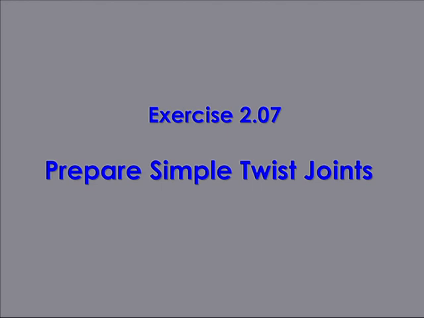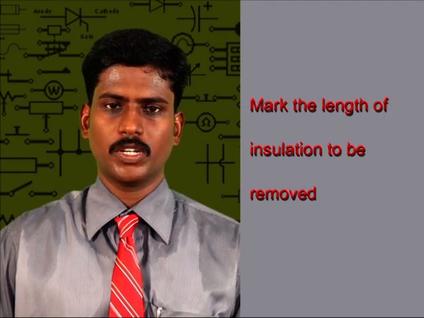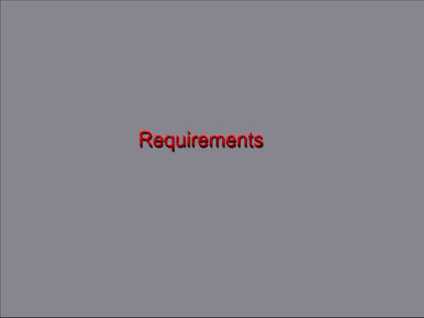Exercise 2.07. Prepare simple twist joints. Dear student, at the end of this exercise, you will be able to mark the length of insulation to be removed. In the insulation, prepare a straight twist joint in copper and aluminium. Prepare a rat tail joint in copper and aluminium.